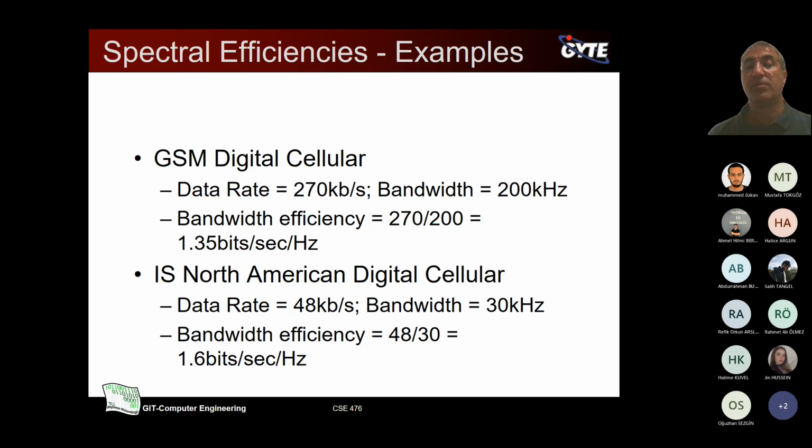In terms of spectral efficiency, within 1 hertz, within 1 second, we can transmit 1.35 bits. Let's look at the counterpart used in North America, the IS digital cellular technology, which is basically the GSM of the US. The data rate is 48 kilobits per second, the bandwidth is 30 kilohertz, and the bandwidth efficiency is 1.6 bits per second per hertz. So American GSM technology, which is IS, has better spectral efficiency than European GSM technology, because you can send 1.6 bits per second per hertz.